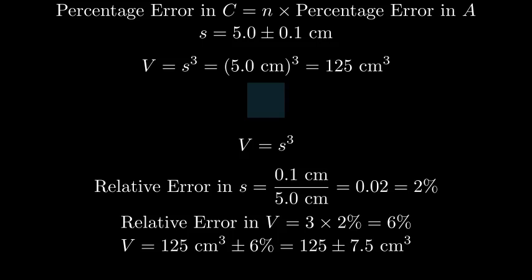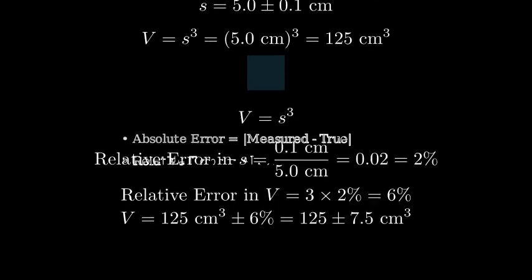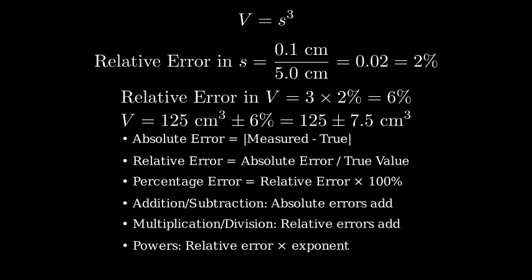Let's summarize what we've learned about uncertainty calculations. For absolute error, we take the absolute difference between measured and true values. For relative error, we divide the absolute error by the true value. For percentage error, we multiply the relative error by 100%. When adding or subtracting measurements, absolute errors add up. When multiplying or dividing measurements, relative errors add up. When raising a measurement to a power, the relative error gets multiplied by that power.